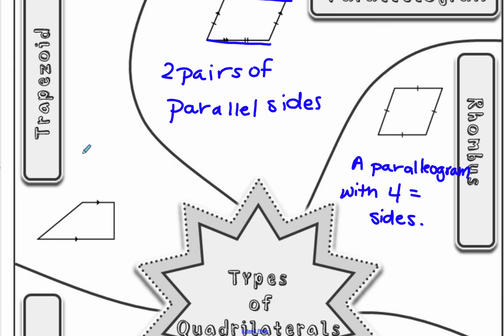Over here on this side we have trapezoid. Trapezoid only has one pair of parallel sides. So these two are parallel. There are little arrows here to help you see that. These are parallel.